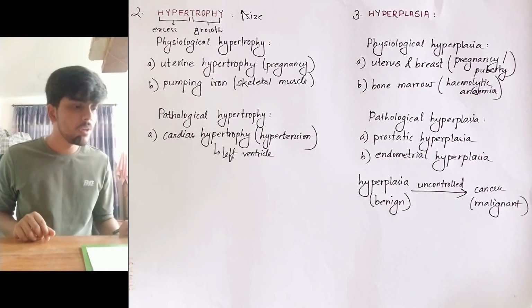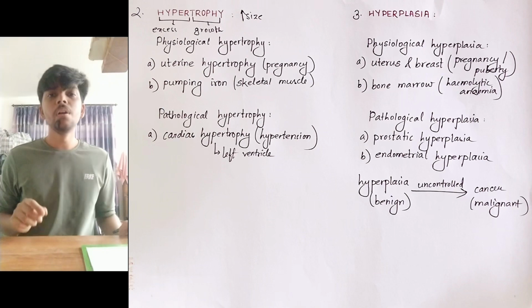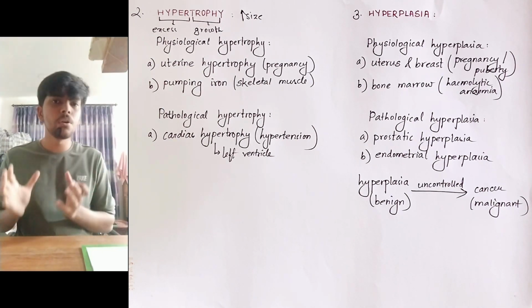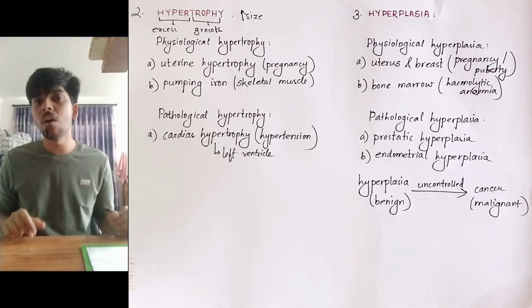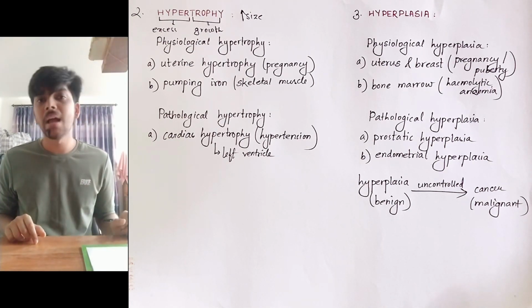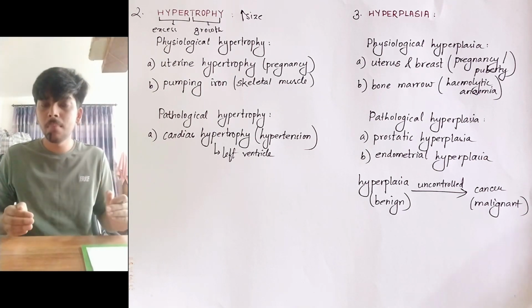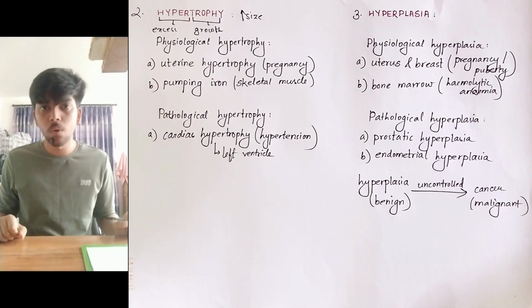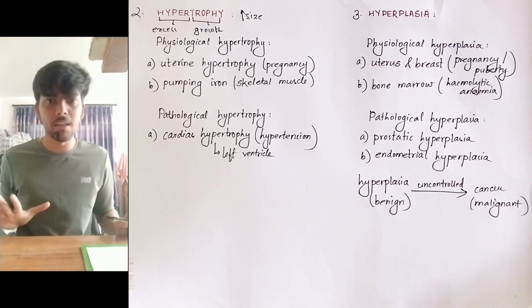Physiological hypertrophy, uterine hypertrophy. During pregnancy, the size of the uterus increases in order to adjust the baby, and this is called uterine hypertrophy. Second, pumping iron. When you go to a gym, pump some iron and work out your skeletal muscles. What happens?